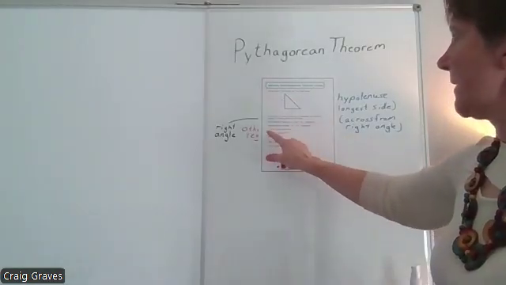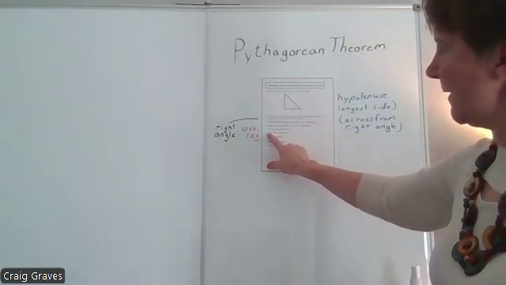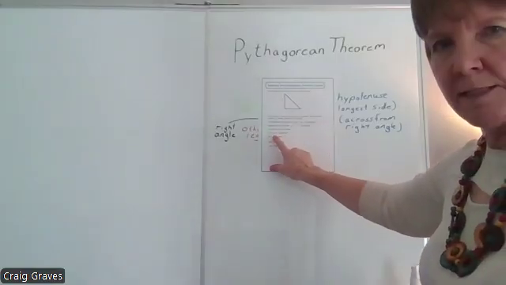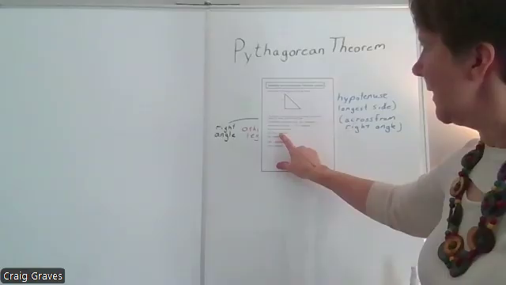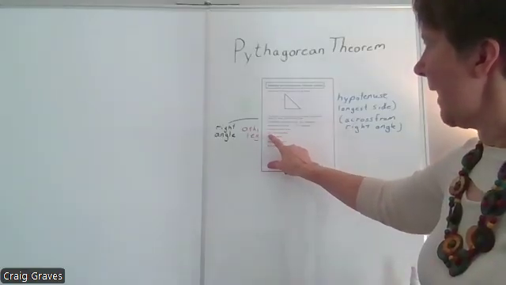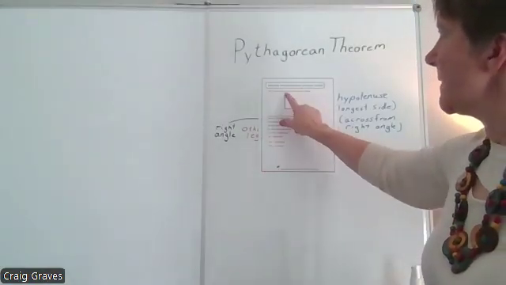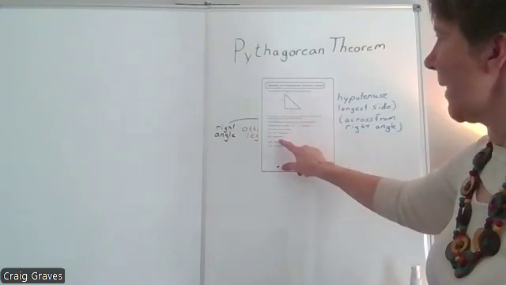And 15 squared is 225. You see that down here. And 13 squared is 169. You see that here. And if you add 225 and 169, you get 394. Well, that is the length of this side squared.